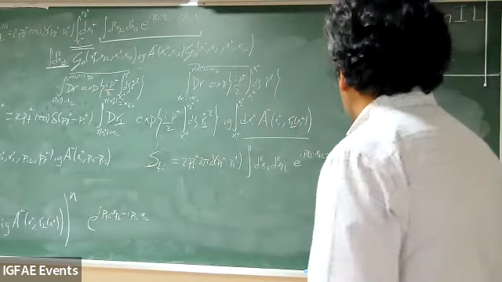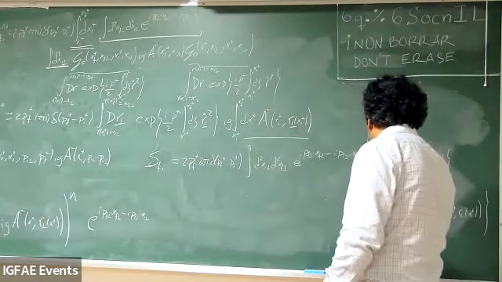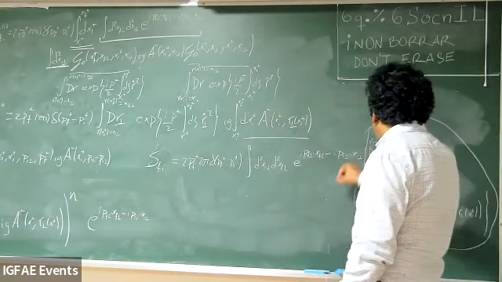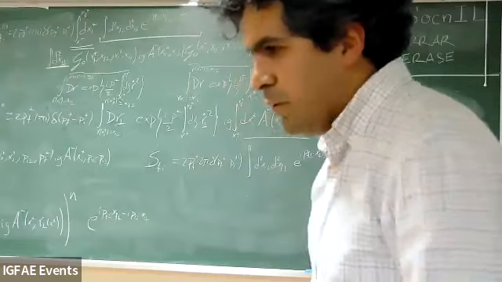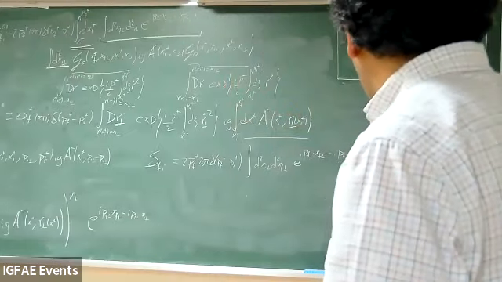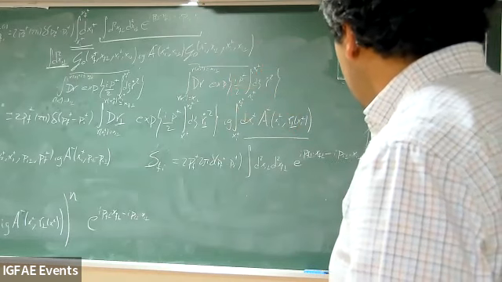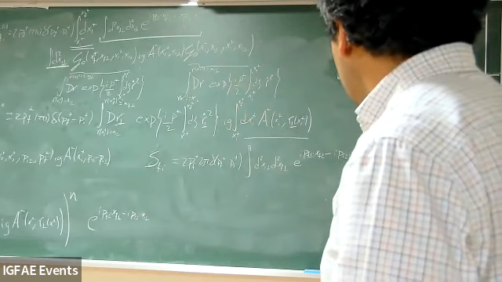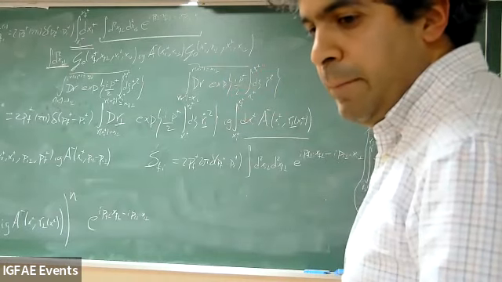Okay, so this path integral is what usually people call the scalar propagator in coordinate space. Okay.